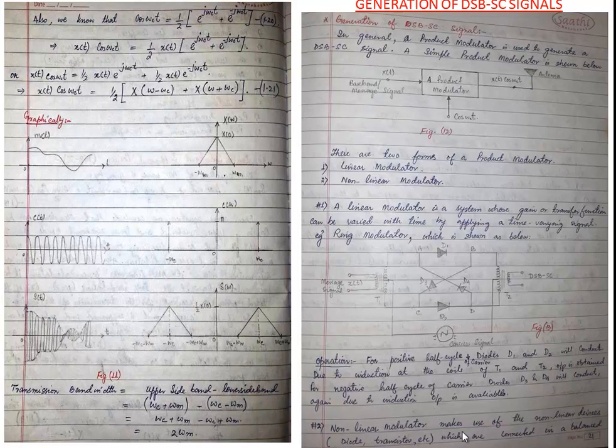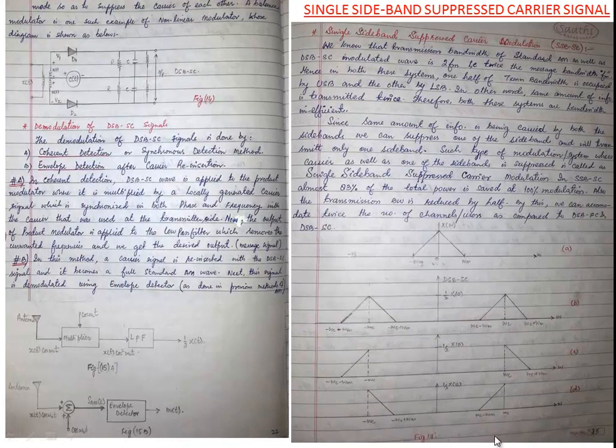Second type of modulators are non-linear modulators. These non-linear modulators make use of non-linear devices such as diodes, transistors, FETs, which are connected in a balanced mode so as to suppress the carrier of each other.